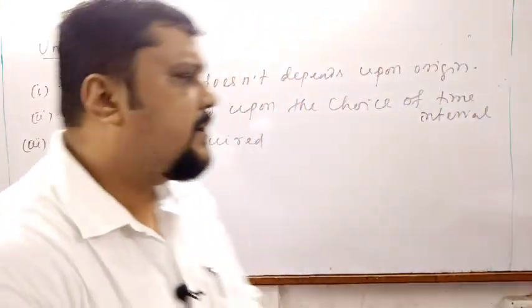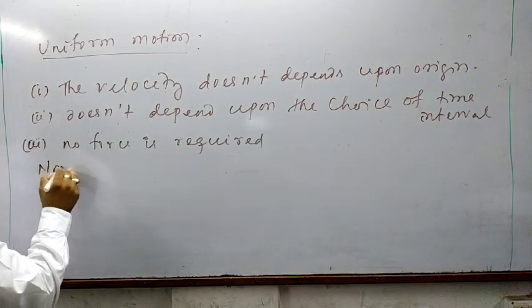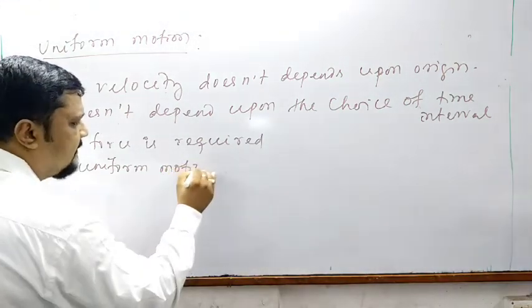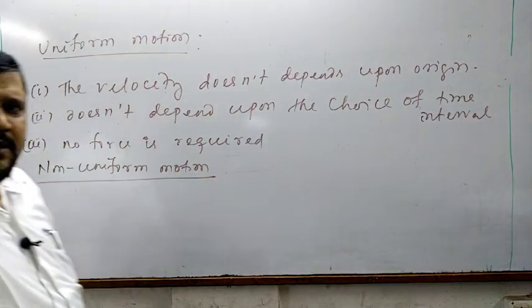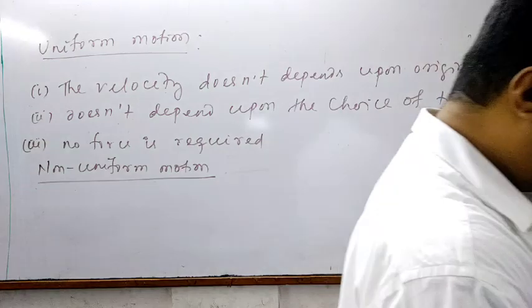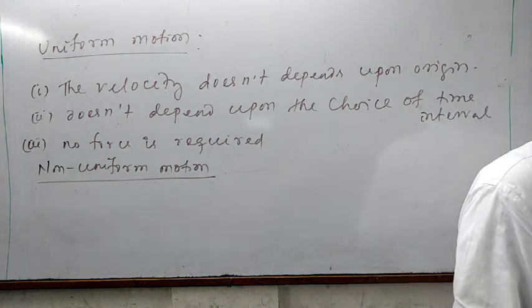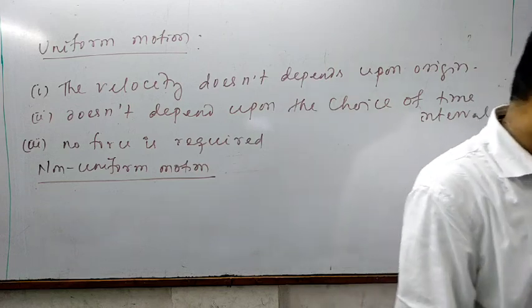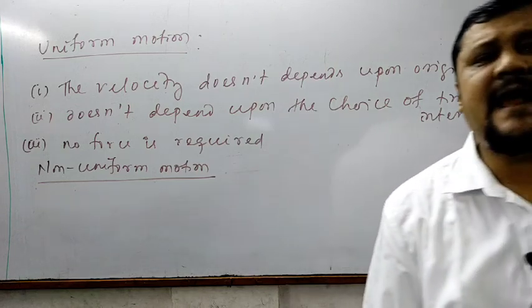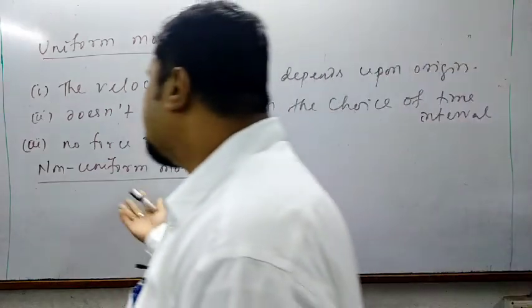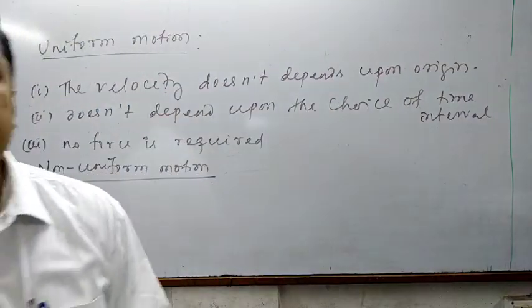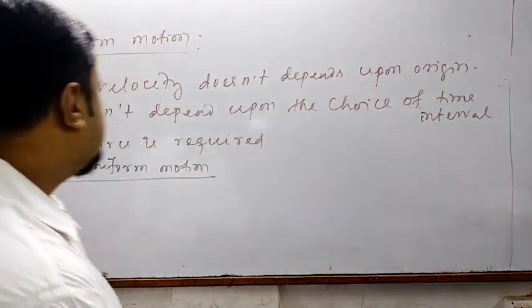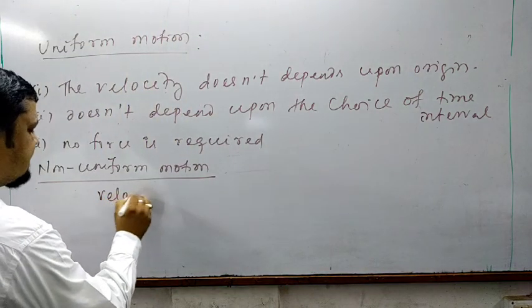Then the next comes non-uniform motion. So tell me, what is non-uniform motion? A body is said to be in non-uniform motion if its velocity changes with time. Means like variable velocity. So velocity changes with time.